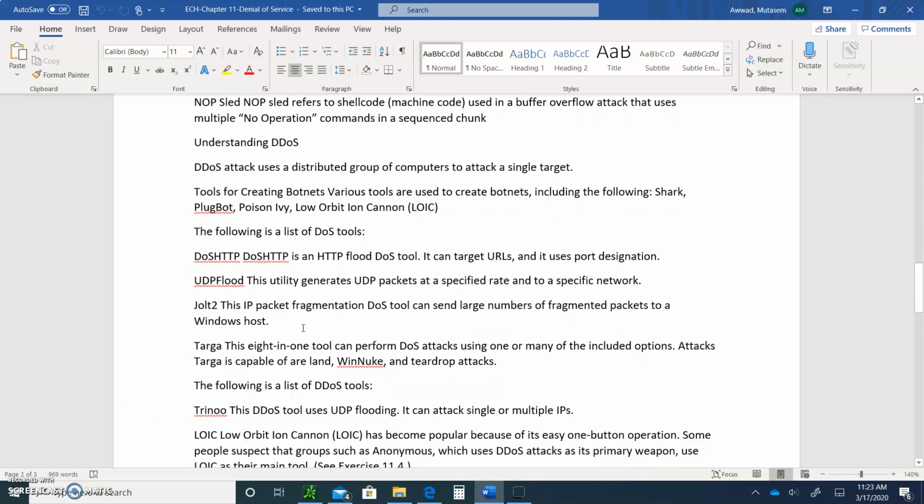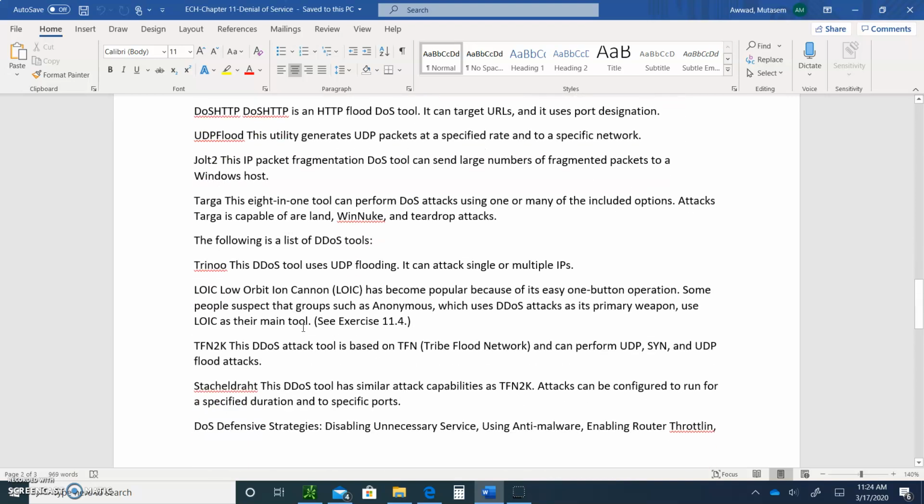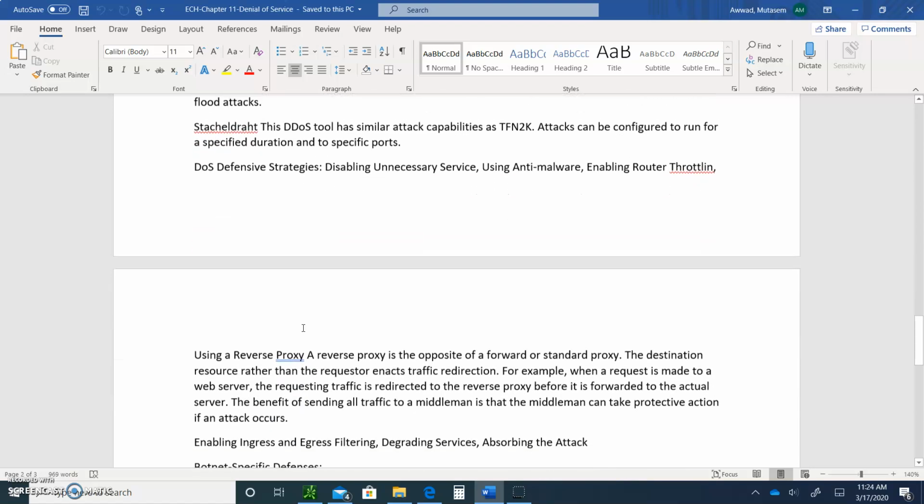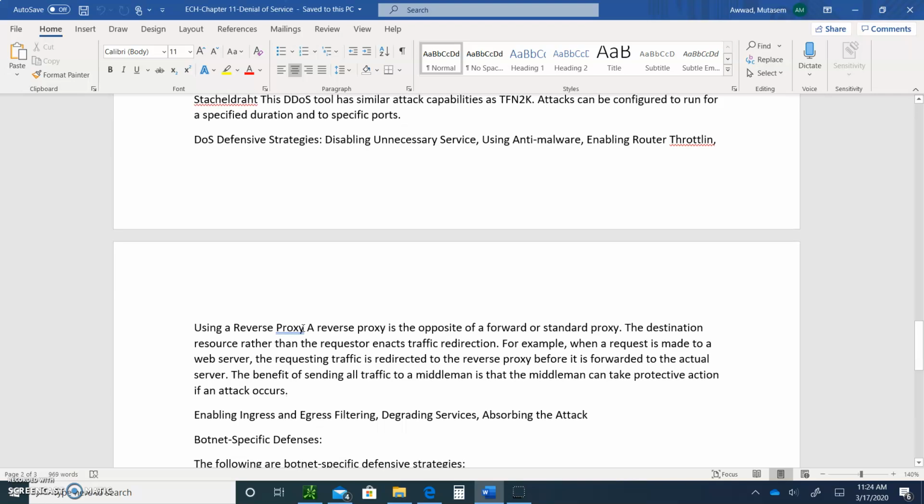Now, let's take a look at some tools. The tools you can use to create a botnet, to create the distributed denial of service attack, may include Shark, Plugbot, Poison Ivy, Low Orbit Ion Cannon. Now, here are some strategies you can use to defend against denial of service attack or the distributed denial of service attack. So let's talk about that.